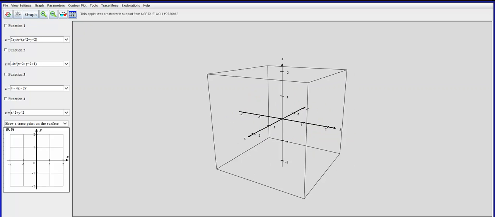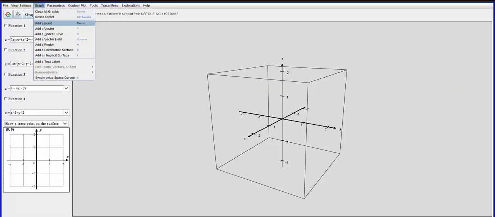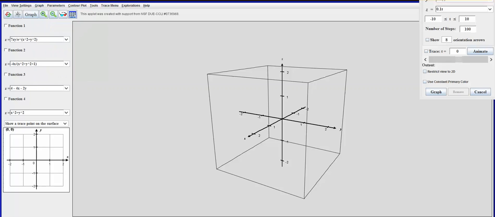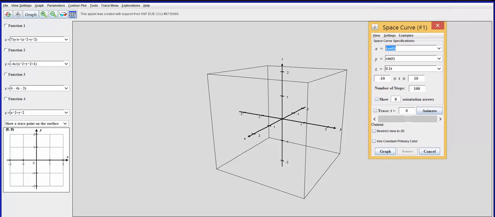So then I come over here to graph, and I want to graph a space curve. That's what I want to graph. So then I come over here and it opens up this box to a space curve. Number 10 has cosine of t, like it is in this default, for the x direction, negative cosine of t. So I'm just going to put cosine of t for y, and then for the z coordinate, it's sine of t.